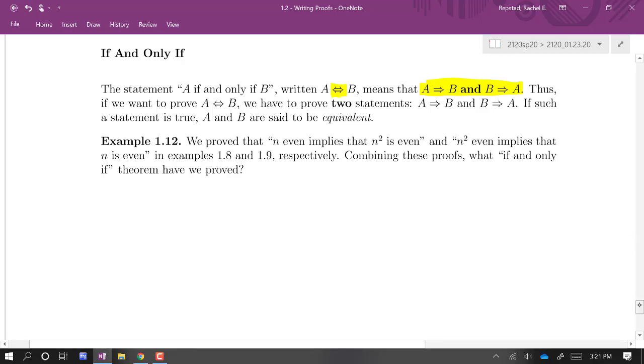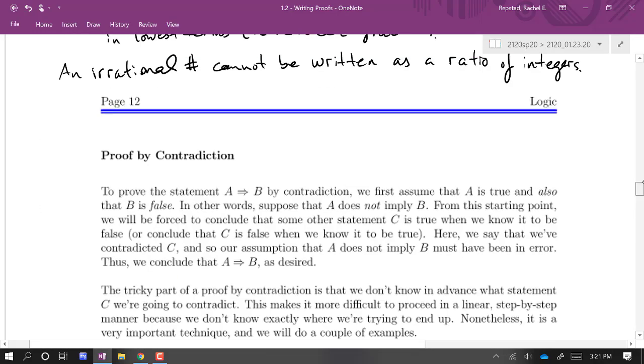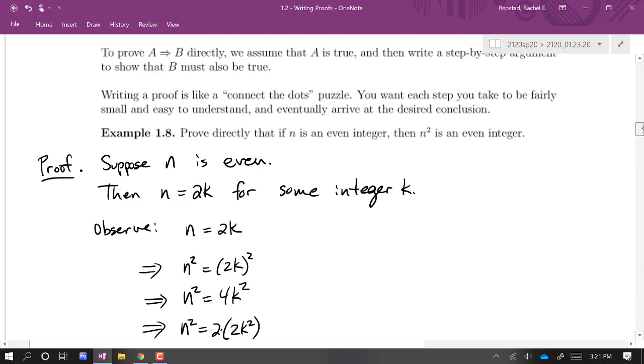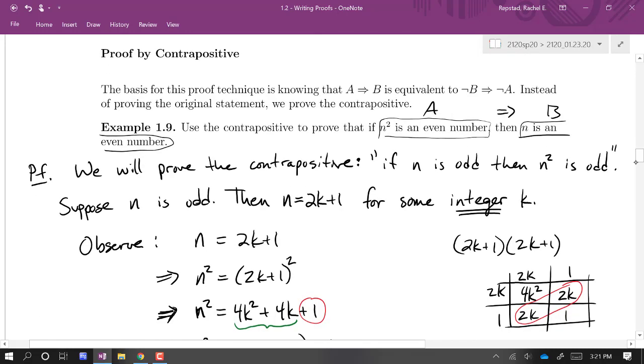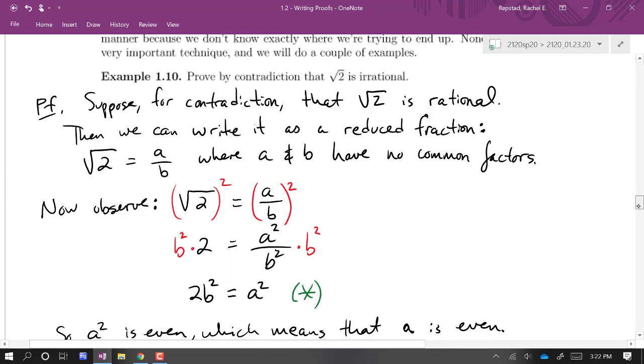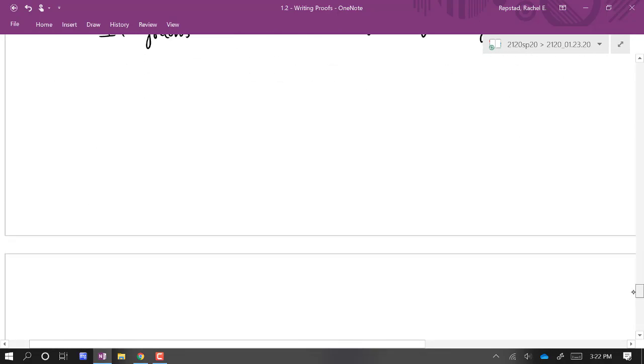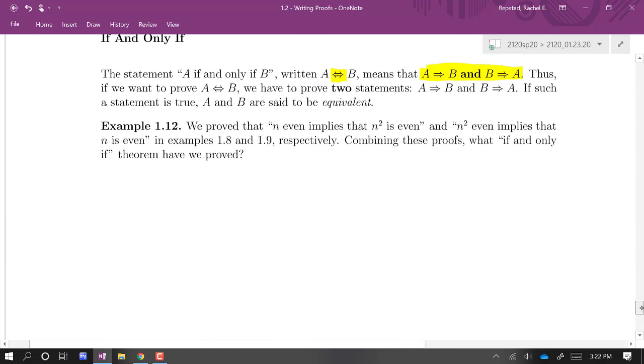So, for example, we proved a couple things. We proved that if n is even, then n squared is even, and then the very next thing we did was if n squared is even, then n is even. We proved both directions of that implication, and so if we combine what we did in examples 1.8 and 1.9, what we have proved is that an integer n is even if and only if n squared is even.